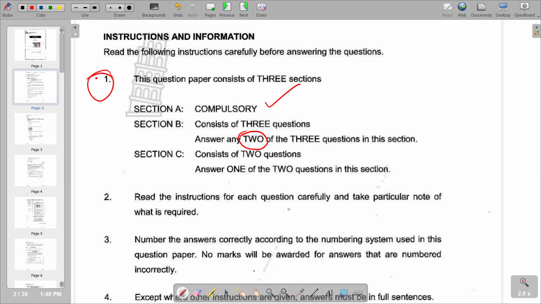So section C consists of two questions. You answer one question out of the two questions in this section. So very important also to take note of that.